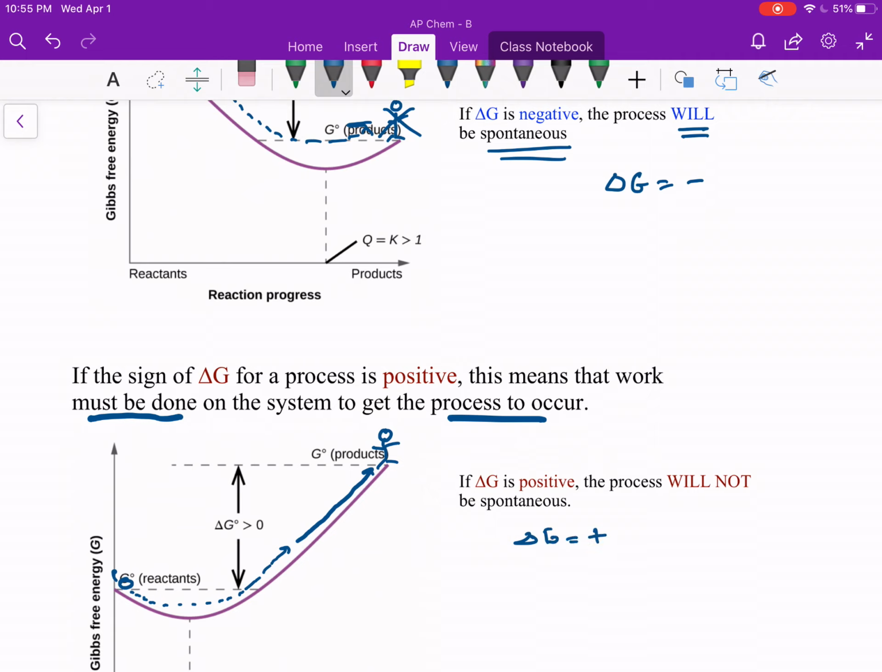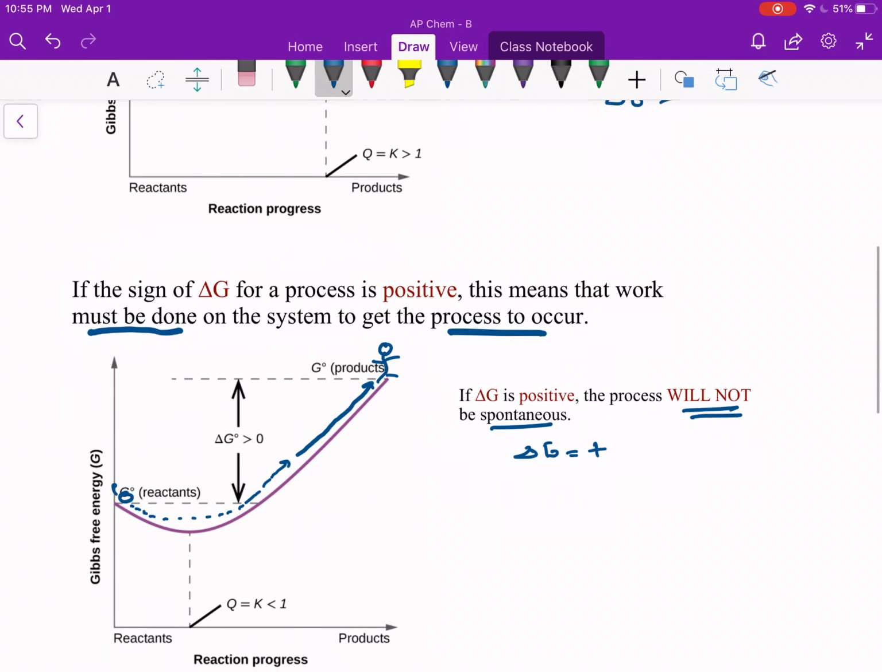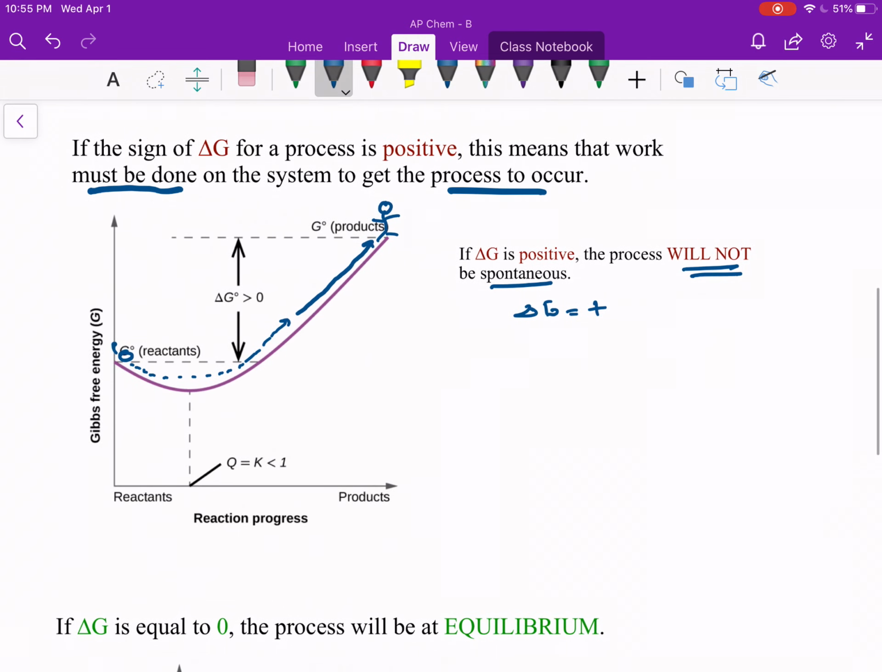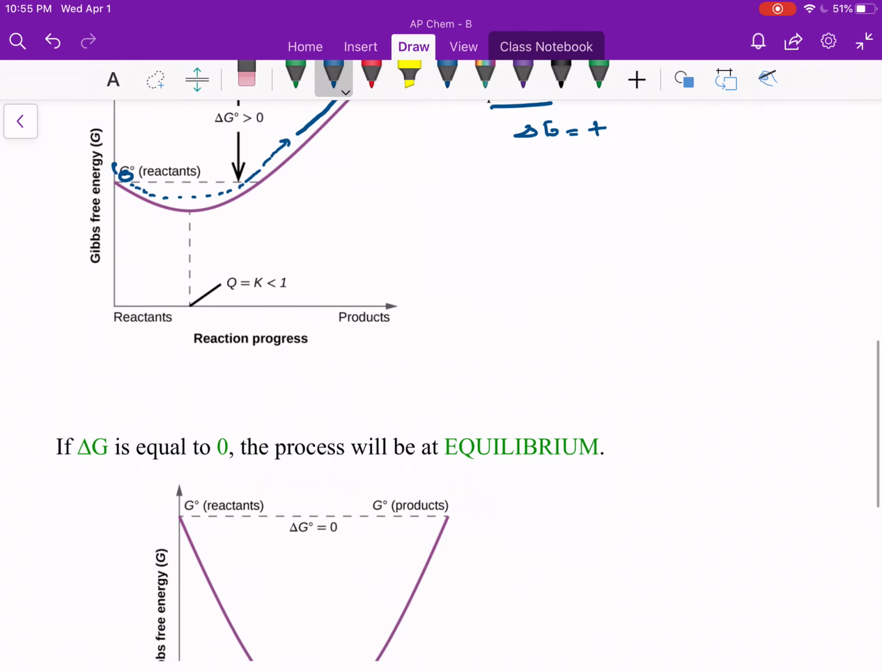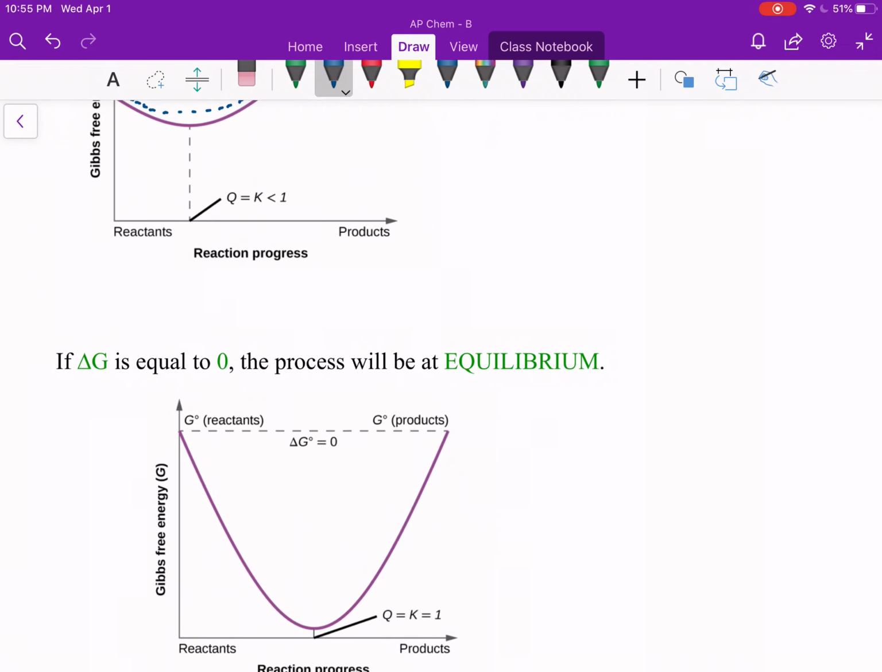So anytime we see delta G being positive, the process will not be spontaneous. And again, there are no exceptions to that. Delta G is negative, we're spontaneous. Delta G is positive, we are non-spontaneous. The other thing is, what happens if delta G is 0? Then that process is going to be at equilibrium.